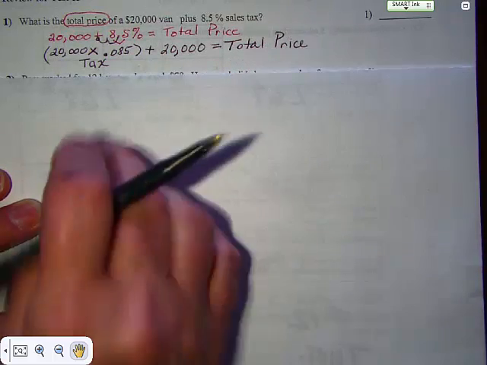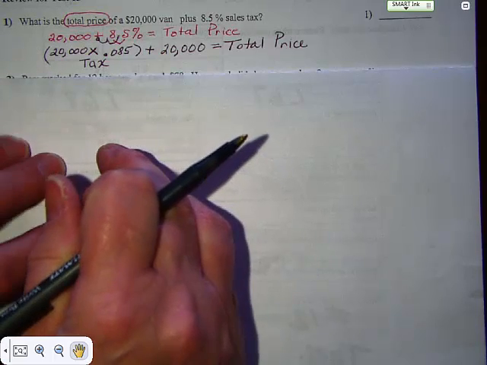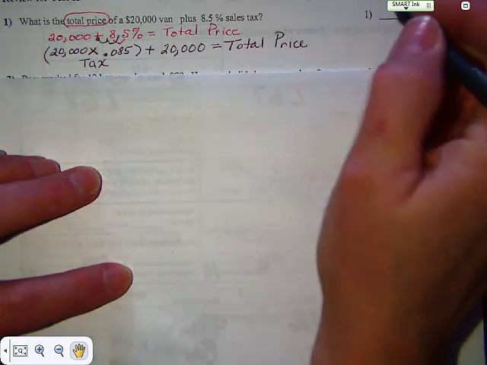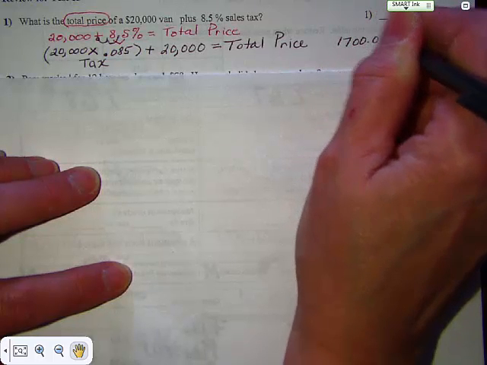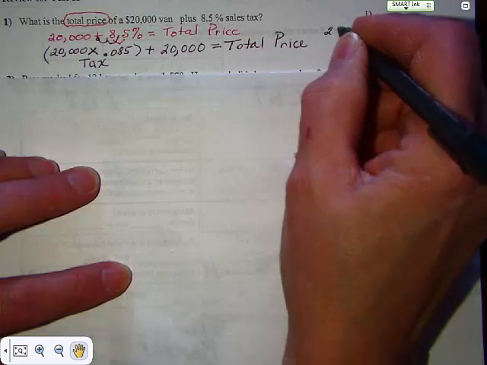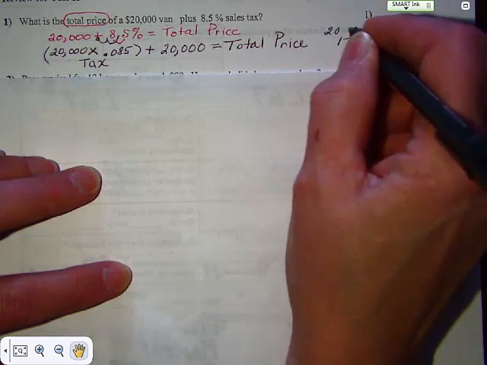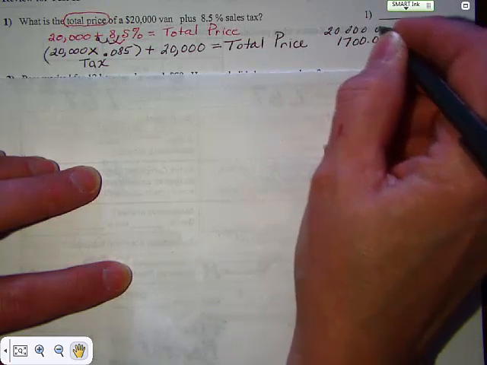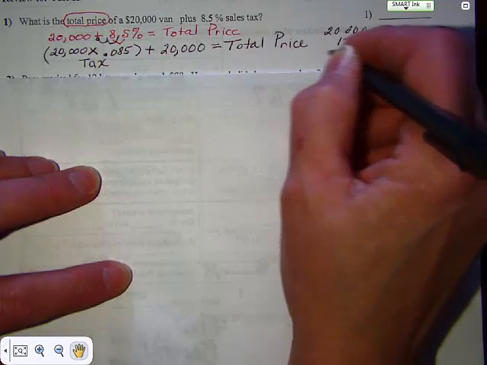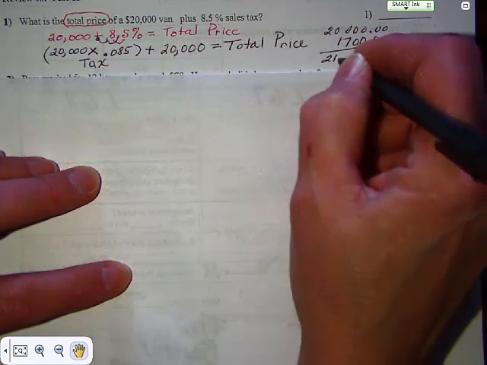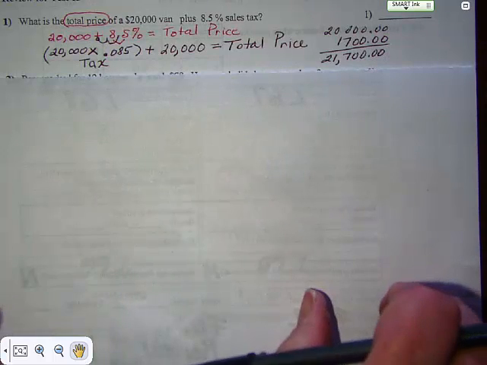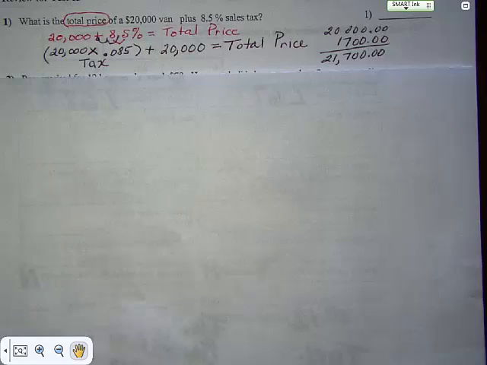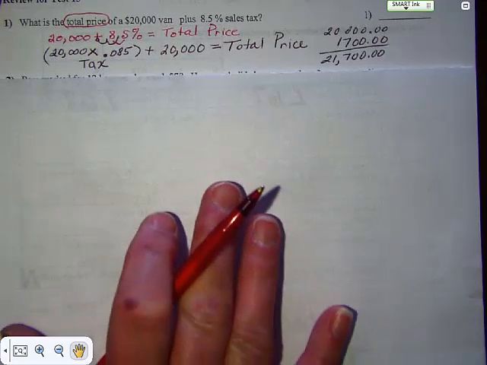The two of them added together will give you the total. Now, it happens to be that when you take 20,000 times 0.085, you get $1,700. And if you add that to the 20,000, you would get $21,700. So, that is important that you know how to do that and how to change the percent into a decimal.